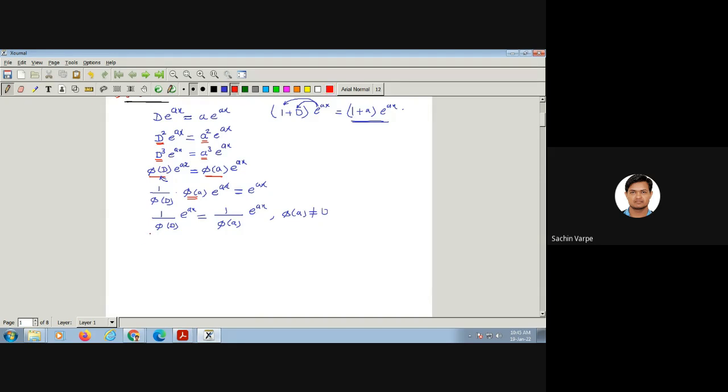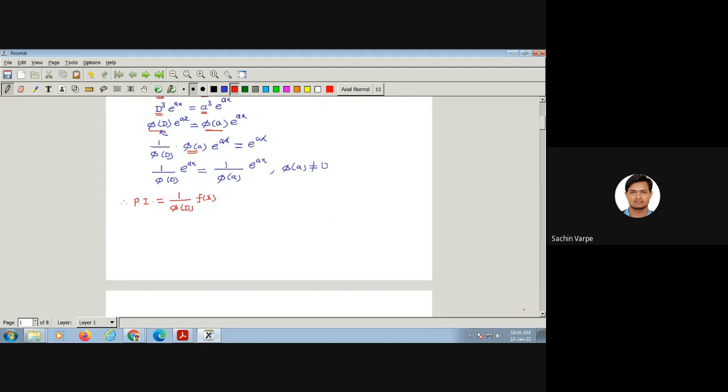So from here I got the formula for the particular integral. What is the formula for P.I.? P.I. is 1 upon phi of d f of x, where f of x is here, what is f of x here? E raised to x. So 1 upon phi of d e to the power ax can be written as 1 upon phi of a e to the power ax, provided that this phi of a must be non-zero. So this is our formula for the particular integral by first case.